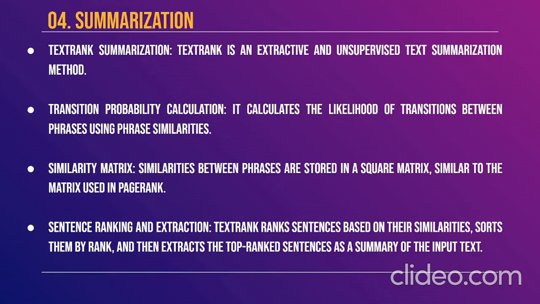And lastly, summarization. Text rank summarization. Text rank is an extractive and unsupervised text summarization method. Transition probability calculation calculates the likelihood of transitions between phrases using phrase similarity. Similarity metrics between phrases are stored in a square matrix similar to the matrix used in PageRank. Sentence ranking and extraction: Text rank ranks sentences based on their similarities, sorts them by rank, and then extracts the top ranked sentences as a summary of the input text.